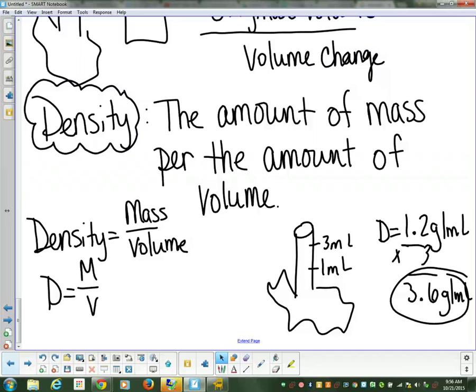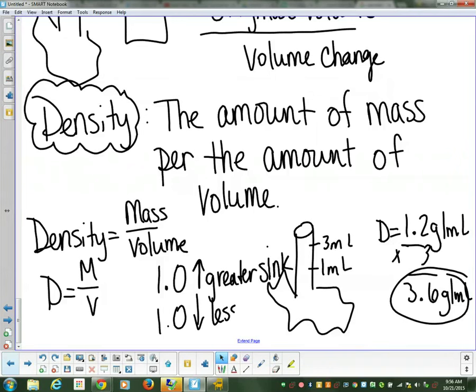There's also a rule of thumb that if it is 1.0 or greater, it is going to sink in water. If it is 1.0 or less, it is going to float. So if this number is above 1.0, it is going to sink. If it is less than that, it is going to float per 1 milliliter of water. If it's 1.0 grams per 1 milliliter, it will basically stay floating. But if it's anything greater than 1.0, it is going to sink.